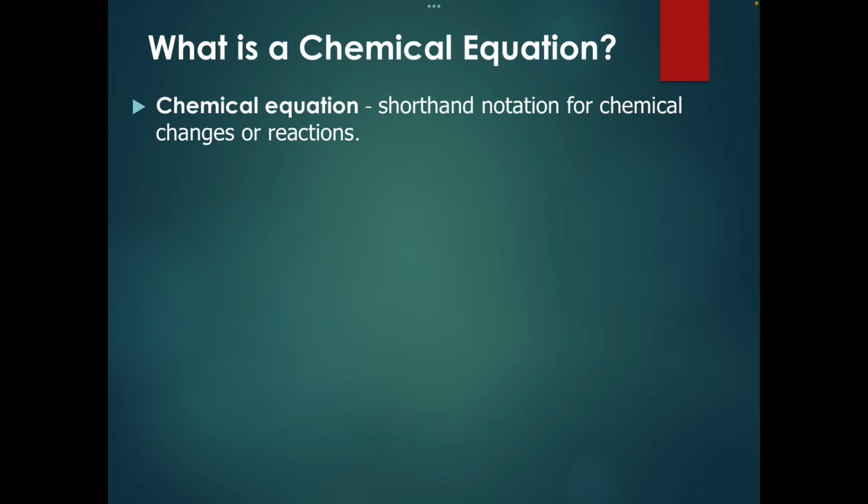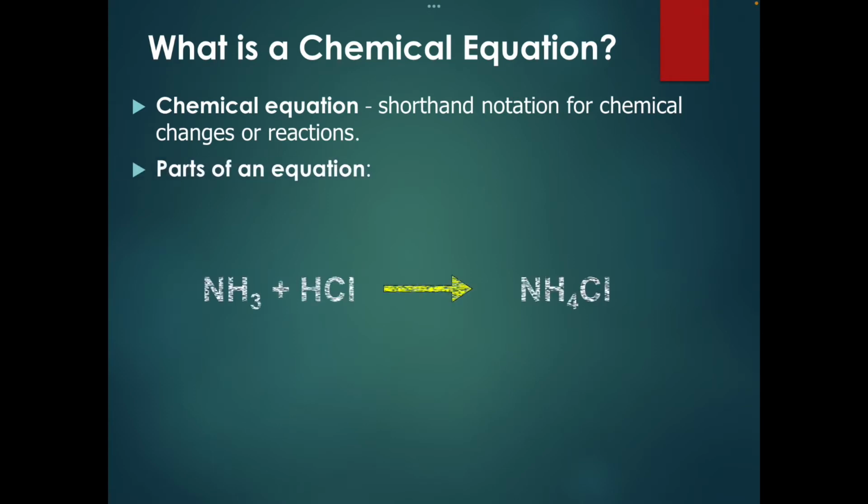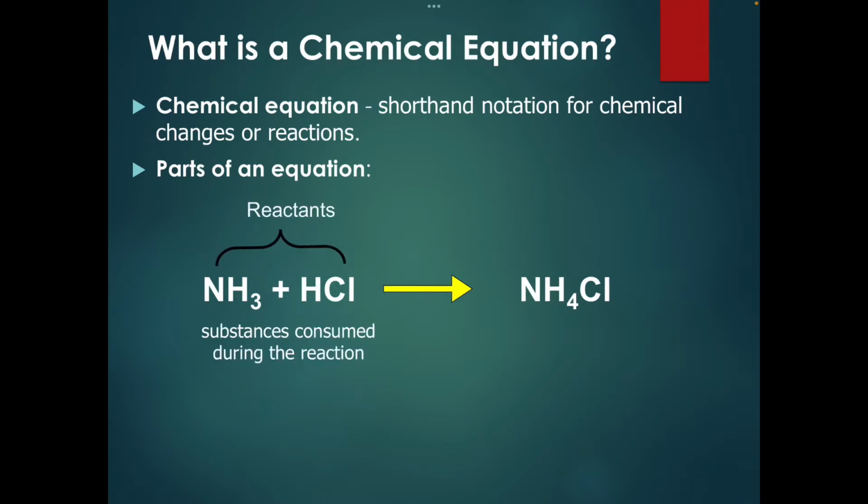So in chemistry, we will describe all our chemical reactions as chemical equations. These chemical equations are just shorthand notation for chemical changes or reactions. So we have some parts of an equation. This is our reaction for the reaction of ammonia or nitrogen trihydride with hydrochloric acid to make ammonium chloride. The stuff on the left-hand side, that's called the reactants. Those are the things that we are putting into the reaction. And so those will be the things that are used up along the way. If you were thinking about this in terms of a recipe, this would be our ingredients.